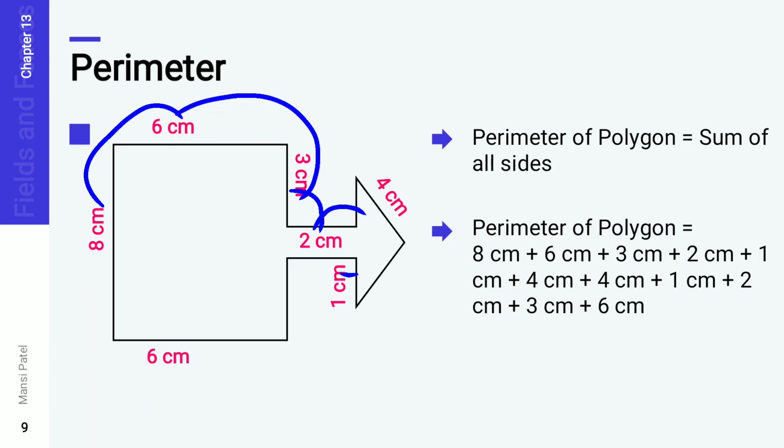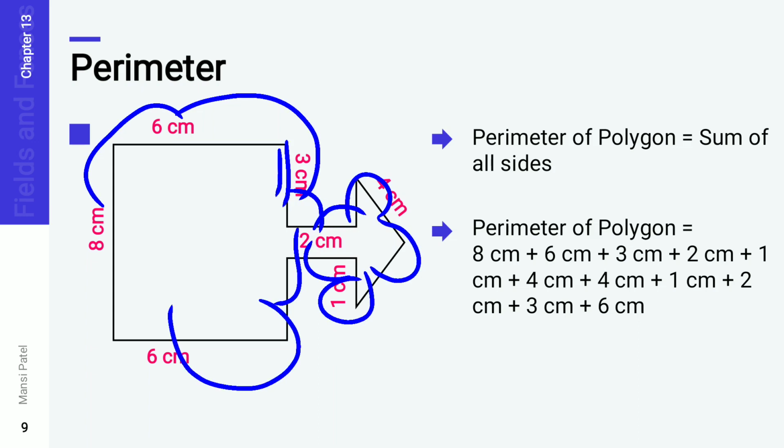So plus 2 centimeter, after that 1, 4 centimeter, then again 4 centimeter, 1 centimeter, 2 centimeter. Now what about the measurement of this side? It's 3 centimeter because the 3 centimeter measurement of this line is given here. And then in the last plus 6 centimeter. Do the addition of these.